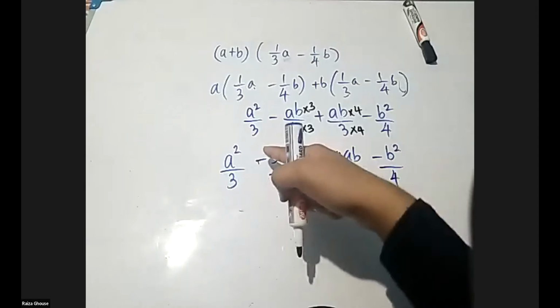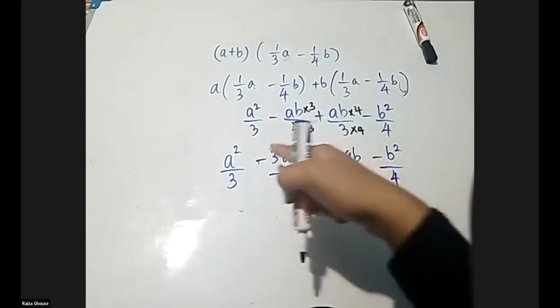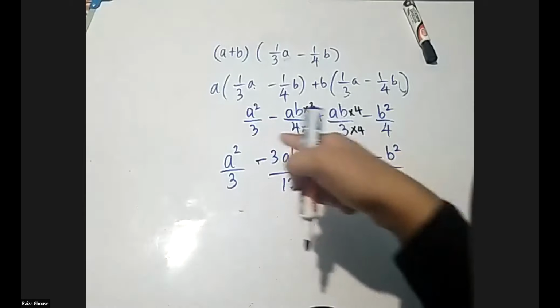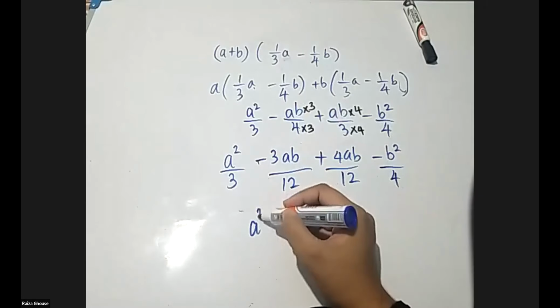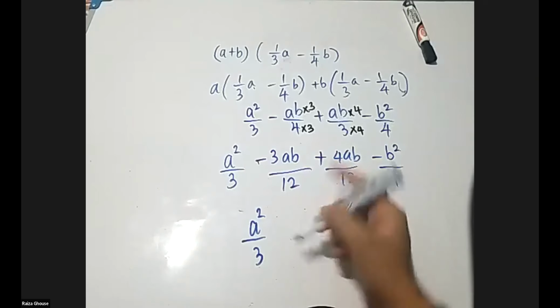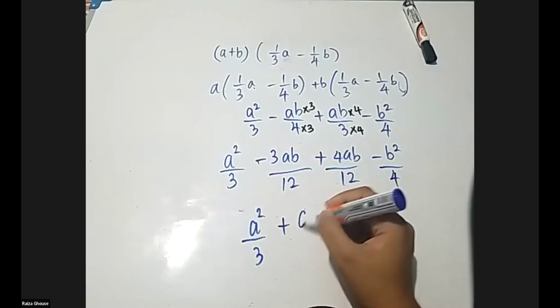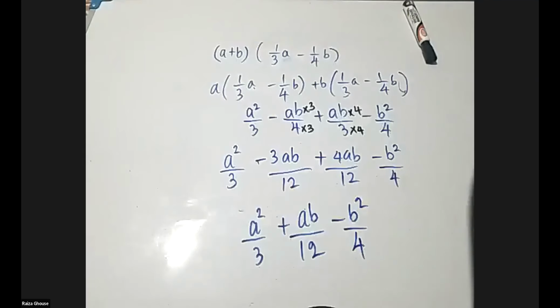You can solve. Who can tell me what will be the common numerator here if you solve this? AB. Positive 4, negative 3. Very good. 4 minus 3 is 1AB. Now this is your final answer. Is that clear? Yeah, teacher.